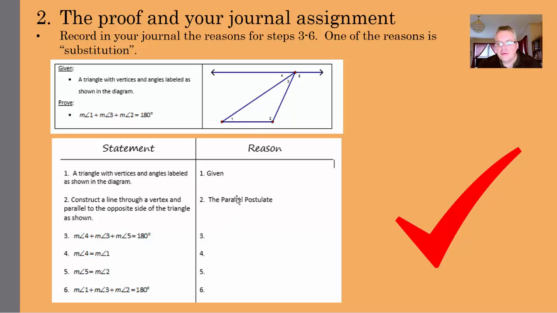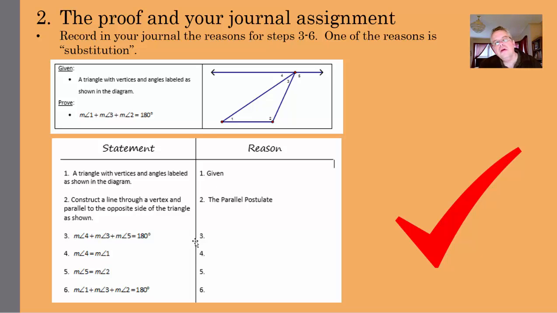So I even included the first two reasons. What we're given is the triangle. So that's pretty much what the first line says. A triangle with vertices and angles labeled as shown in the diagram. That was given. Then I included Euclid's genius step, constructing a line through the vertex opposite to the base of the triangle, and that's the parallel postulate.